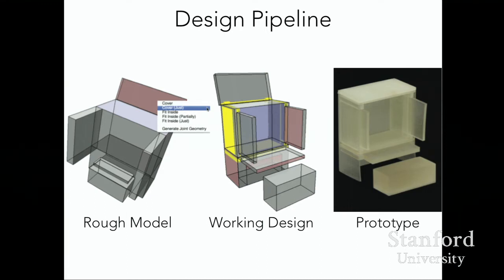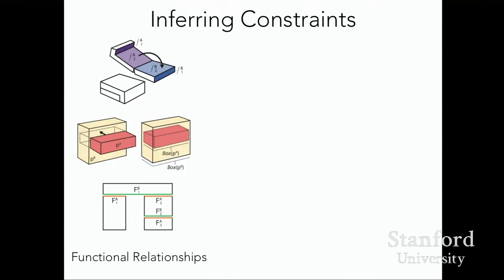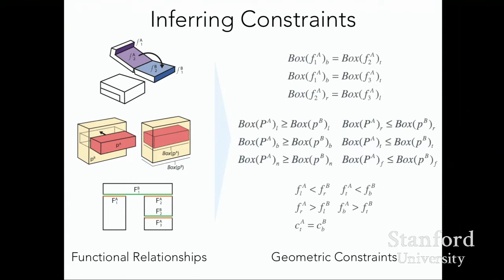Okay, so I'll just say a little bit more. Again, I'm not going to say a lot about exactly how this works, but basically one of the key contributions here was figuring out a way of mapping these functional relationships, which are specified at a really high level, like this part of the cabinet has to cover this other part of the cabinet, onto a set of geometric constraints that we could then use inside of an optimization to take that rough initial model and turn it into a working model.